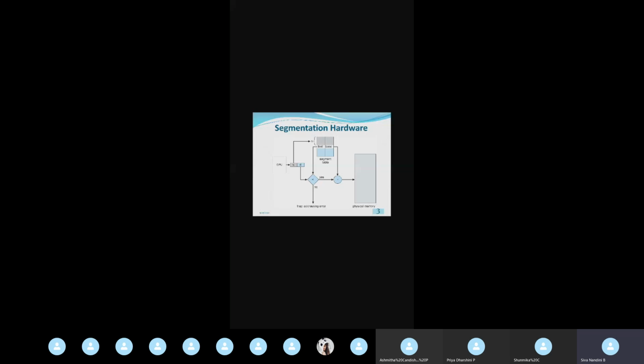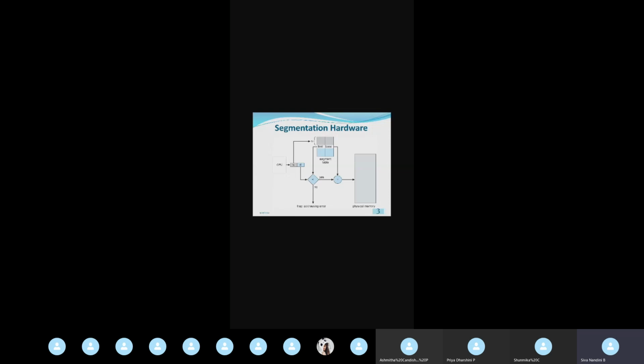The condition satisfies, so in the next step we add this offset value 4 to the base register content. What is the base register content? 100. So 100 plus 4 is added and we obtain the physical address, and that physical address will be looked into the physical memory.